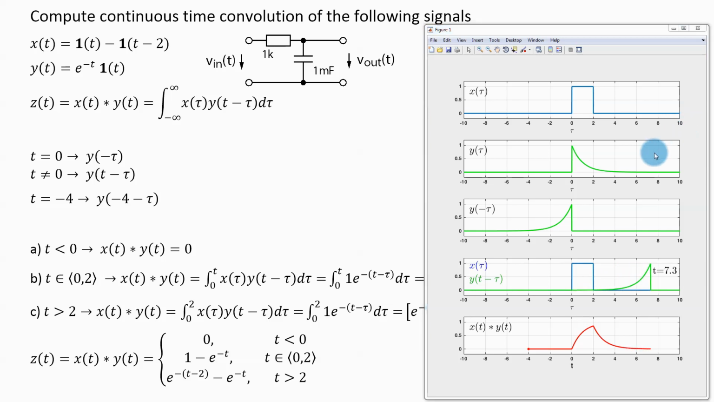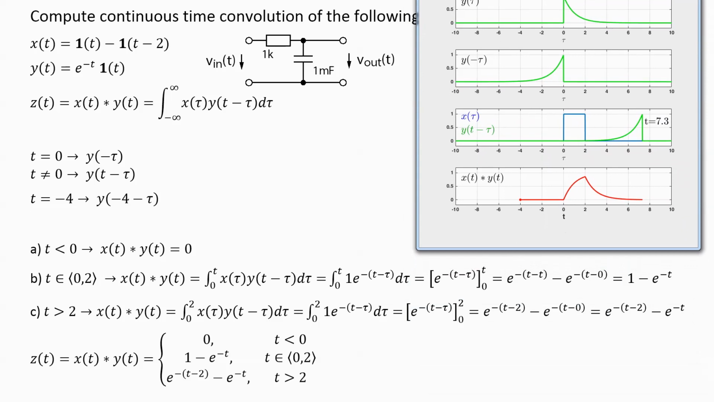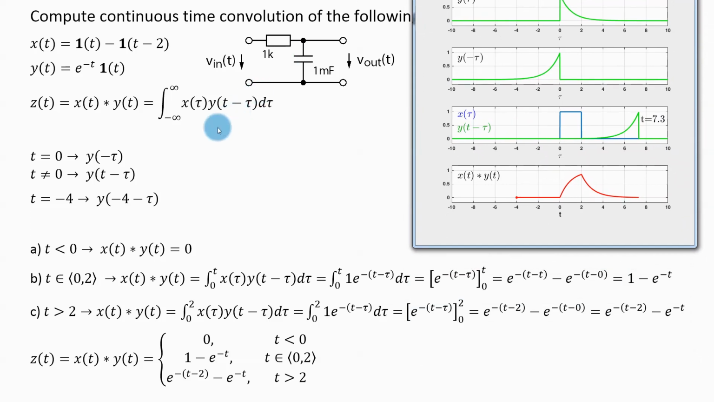Okay, so now I have described how this integral works qualitatively. Now let's take a look at how we can actually do those computations. So we will start with time which is less than 0. That is this case where the non-zero values of these two functions do not overlap. So when I multiply them, I just get zeros, and the result of the convolution is just 0.